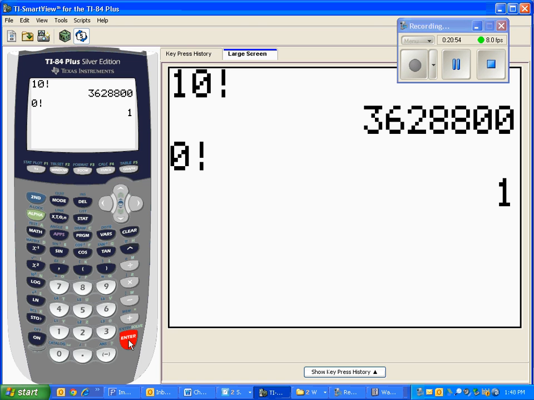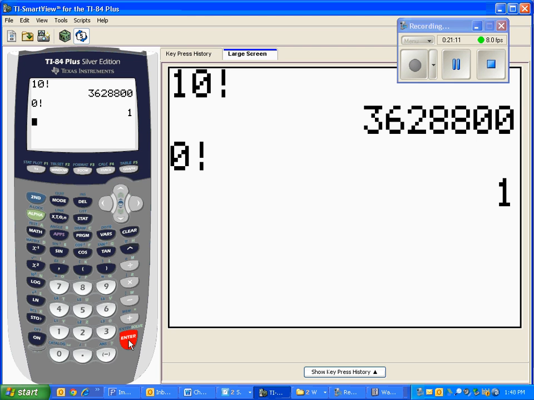And 2 factorial is what? 2, because 2 things can be either arranged this way or this way. So if you think about it as an arrangement of things, 0 things can be arranged in just one way.